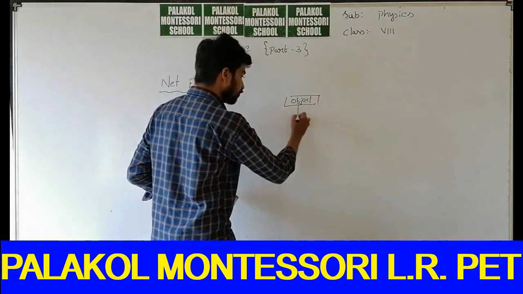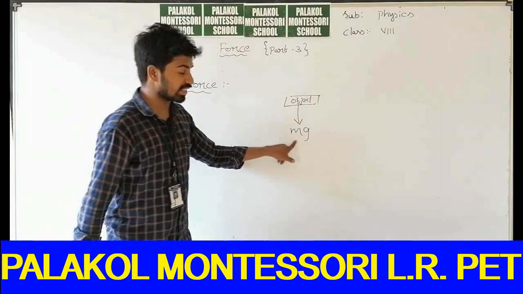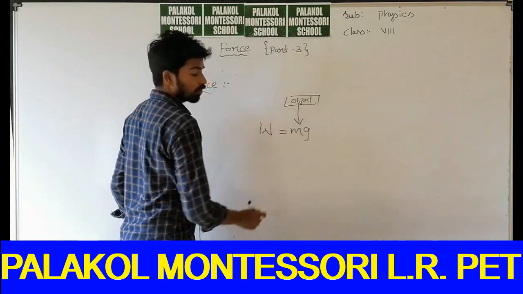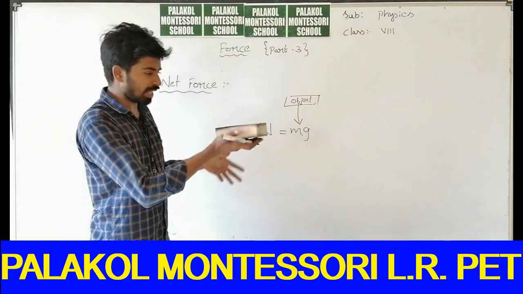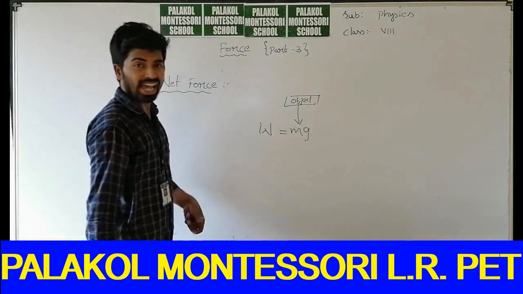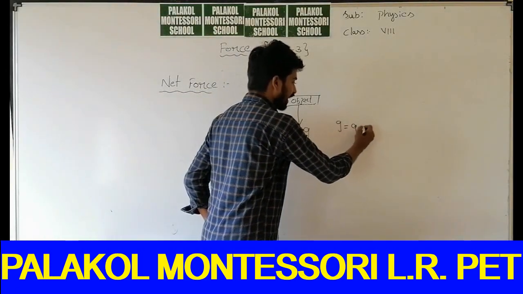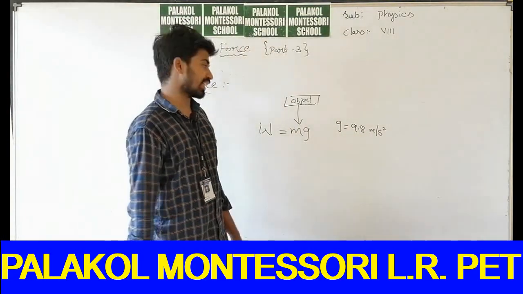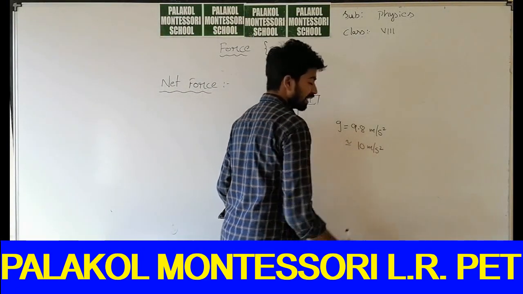This is the gravitational force, which is equal to weight, mg. Weight is nothing but gravitational force. m is the mass of the object, it may be 100 grams or 200 grams. m is the mass and g is the acceleration due to gravity. The value of g is equal to 9.8 meter per second square, which is near to 10 meter per second square.